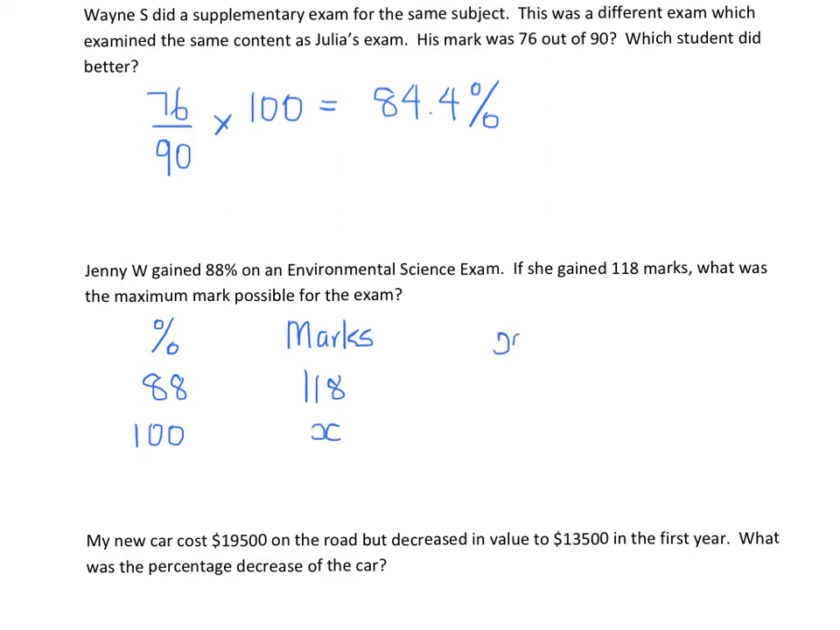So doing the cross multiplication again, x is equal to the two actual number values in the diagonal, 118 multiplied by 100, divided by the number diagonally opposite the x, so divide by 88, and that's going to give us a maximum mark for the examination, which is 135 marks.